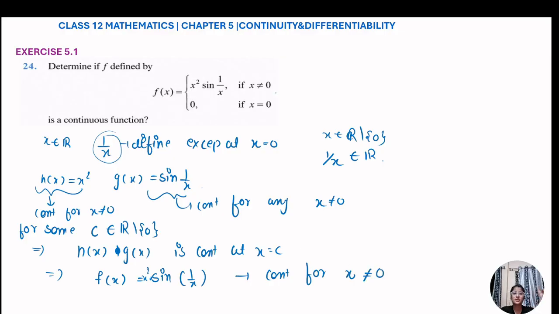So what we have done is show that the function f is continuous for all x not equal to 0. Now we only have to check the continuity at x equals 0. For that, first we find the function value. We know that f of 0 is defined as 0. Now the limit value. We have to find the limit as x tends to 0 of x square sine 1 upon x.